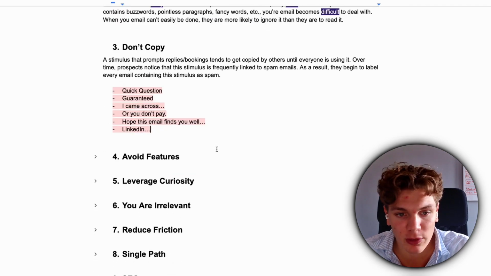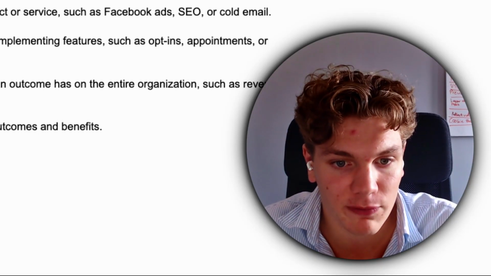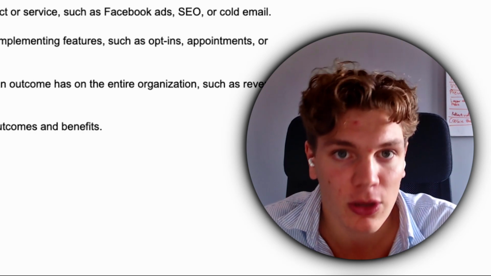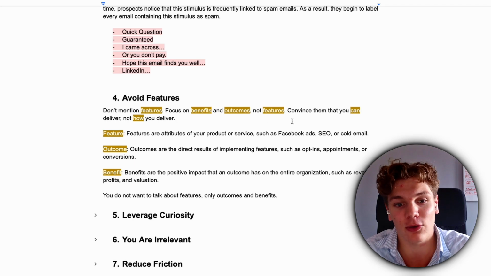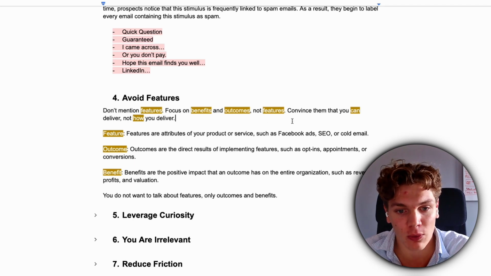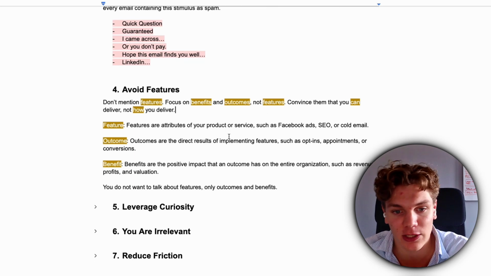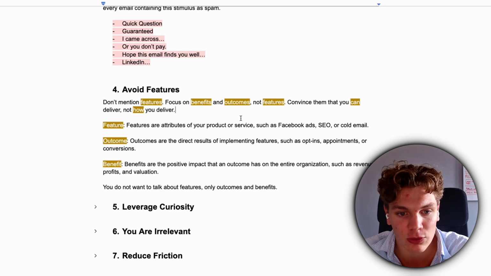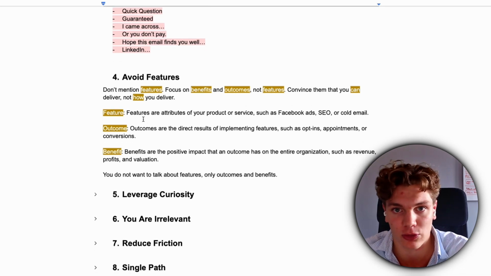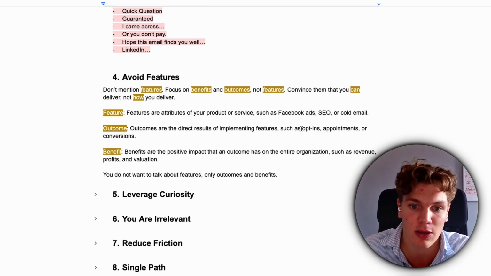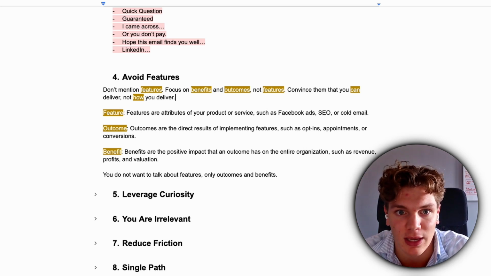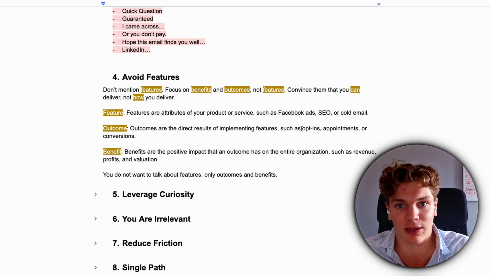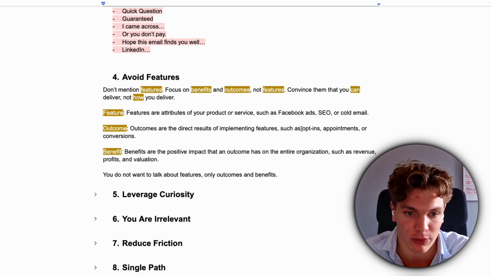And avoid features. And this is crucial. Do not talk about features. Focus on benefits and outcomes, not features. Convince them that you can deliver, not how you deliver. So let's be clear on the difference between features, benefits, and outcomes. So features are attributes of your product or service, such as Facebook ads, cold email, SEO, personalized videos at scale, CRM. You get the idea. It's attributes of your product or service.